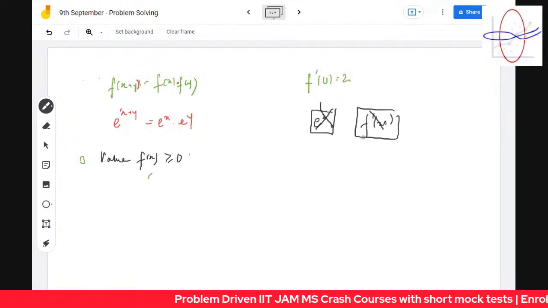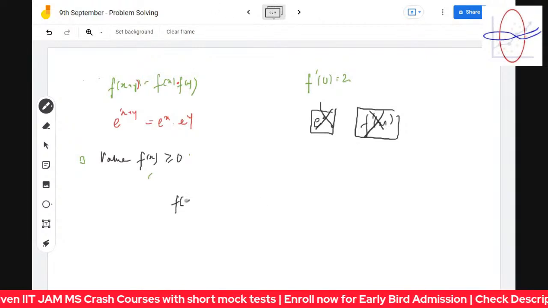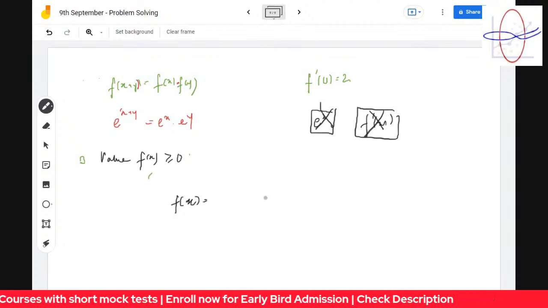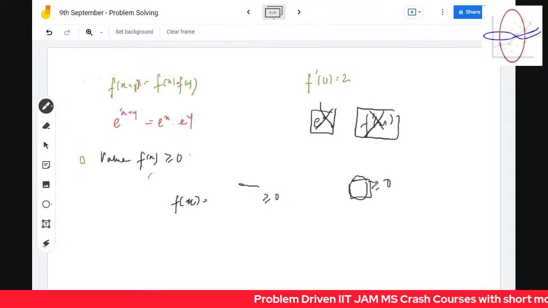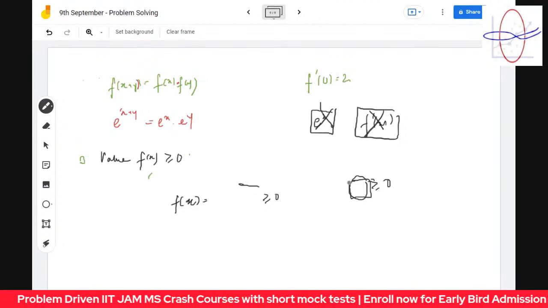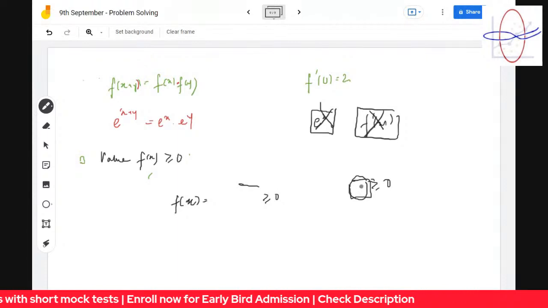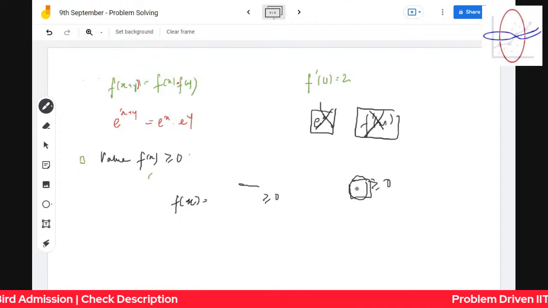So don't take this. Use high school algebra, as I told. So you just show that f(x) is greater than or equal to 0. There is a very famous inequality: something is always greater than or equal to 0. What is that? Any variable, some function, even square. So what should I write here? X square is always greater than or equal to 0, right?